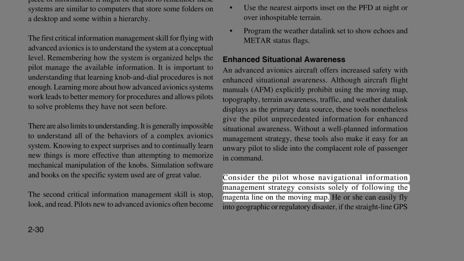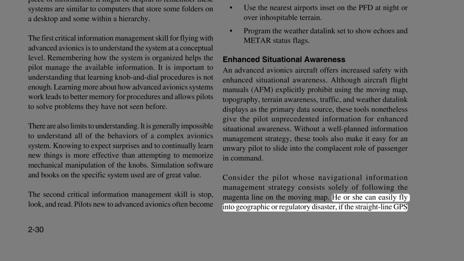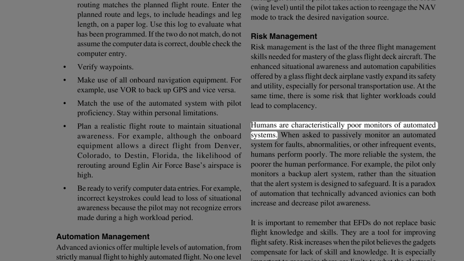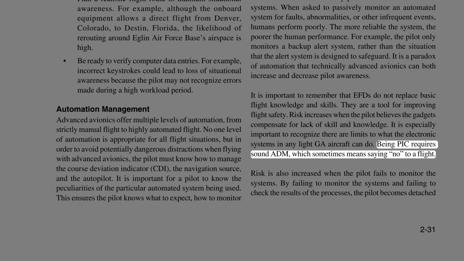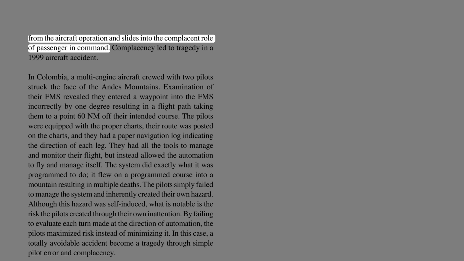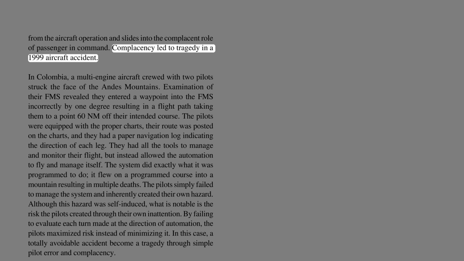Consider the pilot whose navigational information management strategy consists solely of following the magenta line on the moving map. He or she can easily fly into geographic or regulatory disaster if the straight-line GPS route does not account for them. Humans are characteristically poor monitors of automated systems. The more reliable the system, the poorer the human performance. Being PIC requires sound ADM, which sometimes means saying no to a flight, or stepping back when aircraft operation slides into the complacent role of passenger in command.